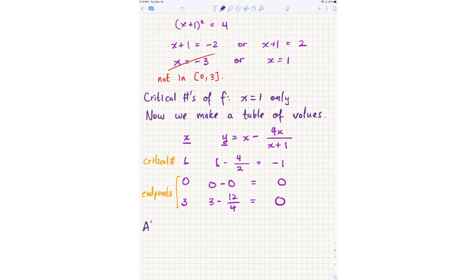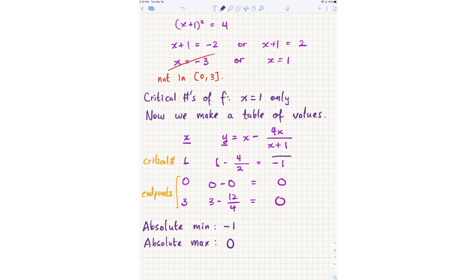Okay, and then what do I put in my answer box? So absolute min, absolute max. Just very quickly, what do I put in these two answer boxes? -1, 0: max 0, min -1. Good. All right, the absolute min is -1, and the absolute max is 0.